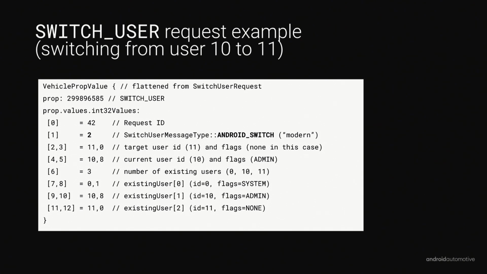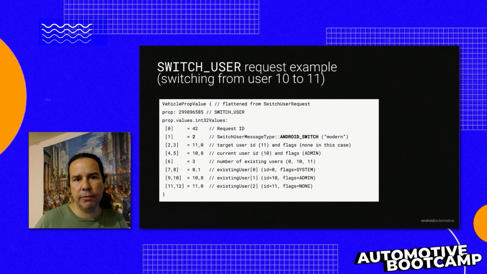So in this case, it's Android switch, which is the modern workflow that we're talking about. And then the next value is the information about the target user, the user we're switching to. So let's say I'm switching to user 11. I'm going to pass 11 as the user, and the user flag in this case is 0.